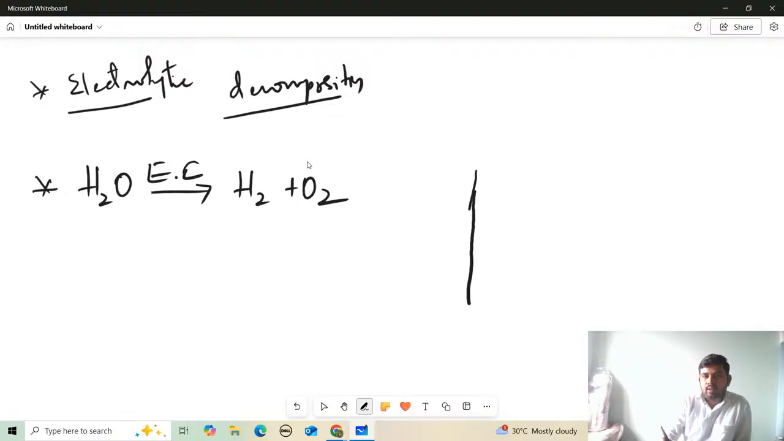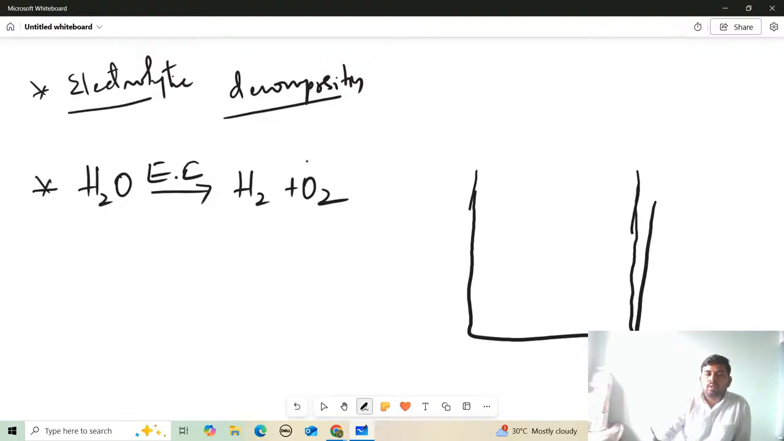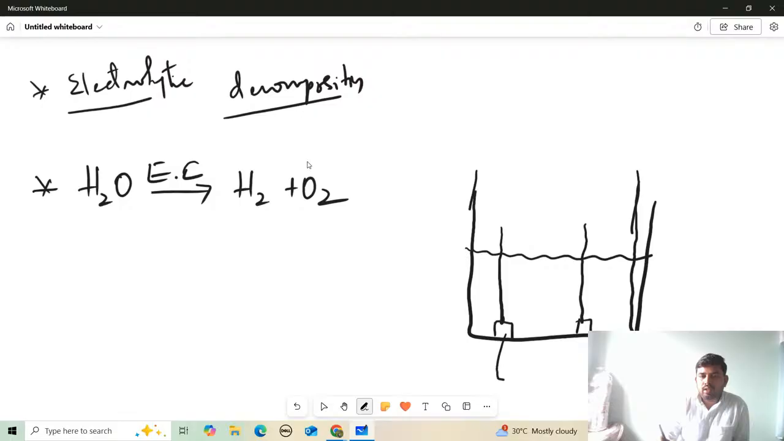You can see here it is a beaker. There are two rubber corks, and here electrodes they have given. Sorry guys, I'm not able to draw it properly. Here they have taken the H2O, and these two are connected to the battery. This is the negative electrode.